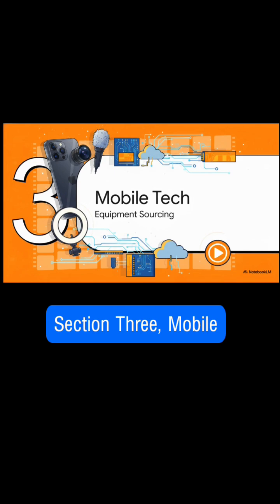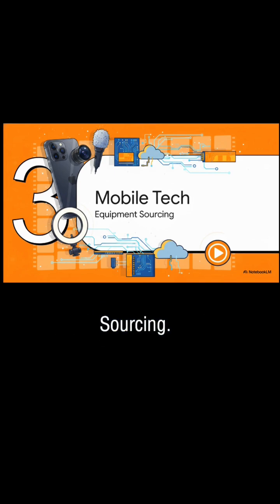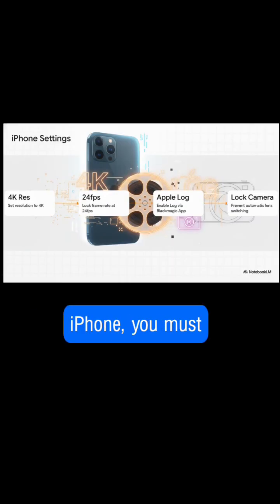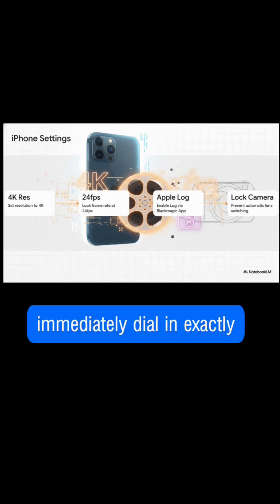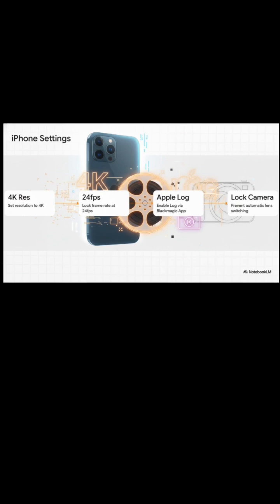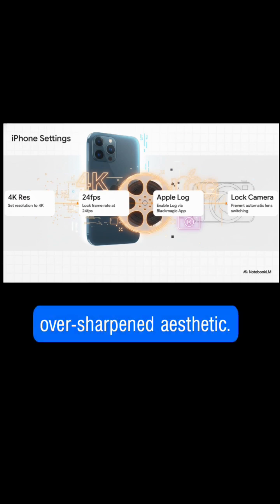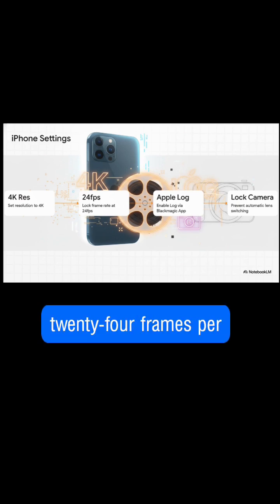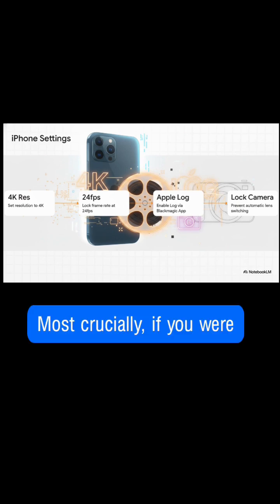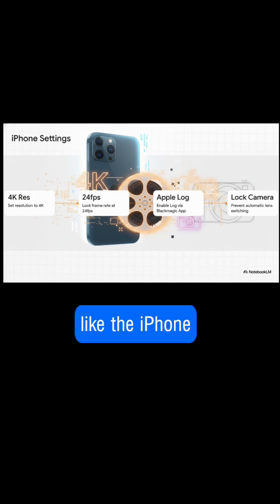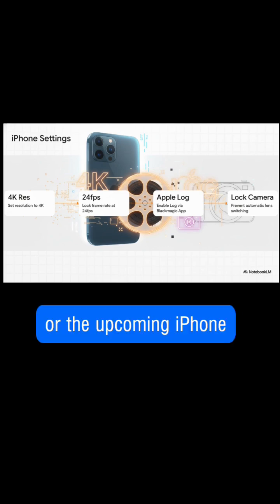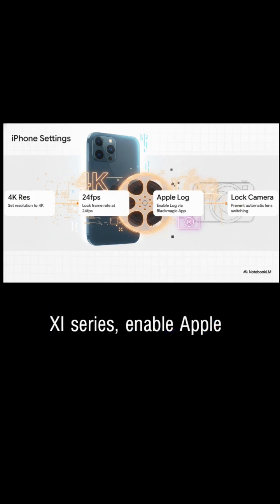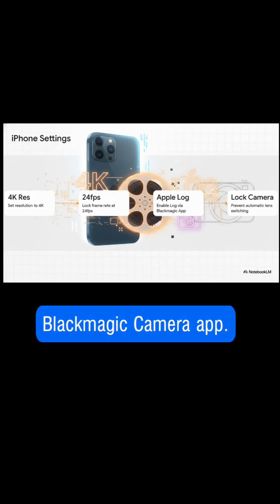Section 3. Mobile Tech and Equipment Sourcing. If you are shooting on an iPhone, you must immediately dial in exact parameters to bypass the native computational photography that creates an amateur, over-sharpened aesthetic. Set your base resolution to 4K. Lock your frame rate at the cinematic standard of 24 frames per second. Most crucially, if you are using a modern device like the iPhone 15 Pro or the upcoming iPhone 17 series, enable Apple Log recording via the free Blackmagic Camera app.